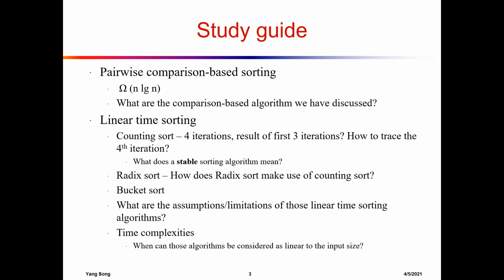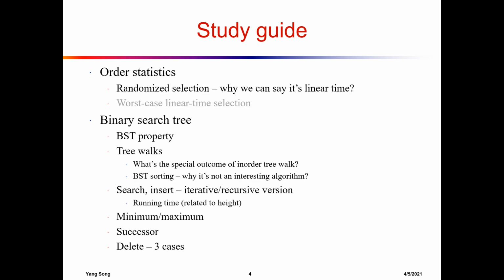And for the time complexities, even though we say they are linear time, you need to know what the limitations are. For example, do we consider the expected range, how many digits, etc.? Those are all limitations before we can really say they are linear time sorting algorithms.